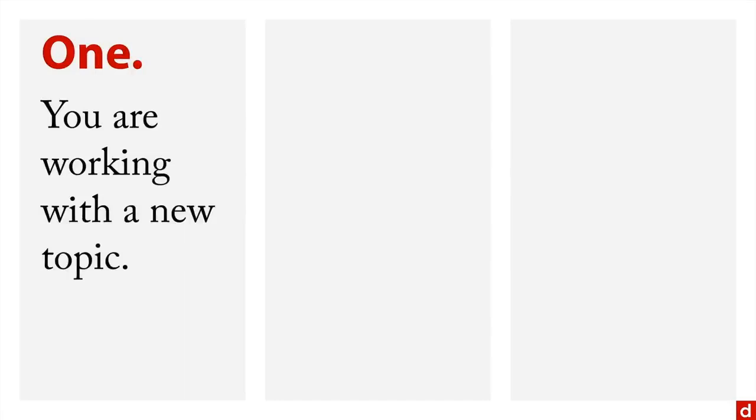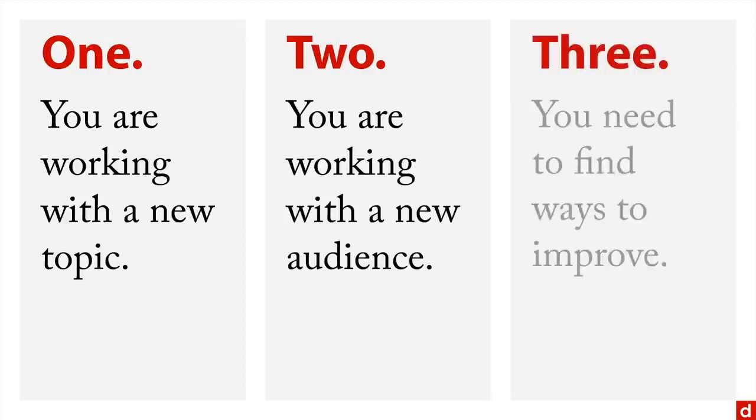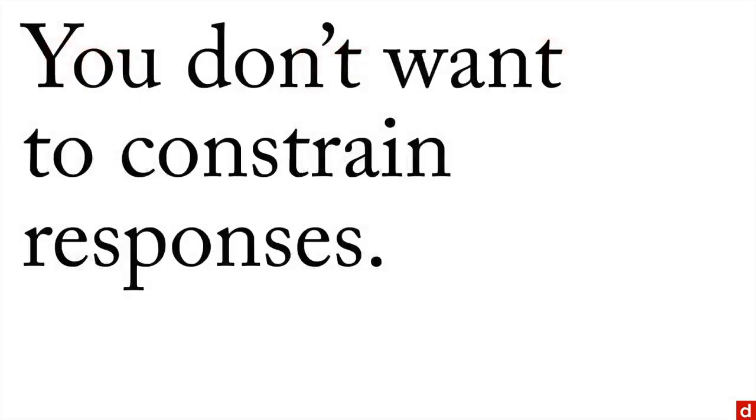Number one, you're working with a new topic and you don't know what people's responses will be or how they'll react. And so you need something very open-ended. Number two, you're working with a new audience. You don't know how they will react in particular to what it is you're trying to do. And number three, something's going on with the current situation. It's not working anymore, and you need to find what's going on, and you need to find ways to improve. The open-ended information where you get past your existing categories and boundaries can be one of the most useful methods for getting that data. If you want to put it another way, you want to do interviews when you don't want to constrain responses.